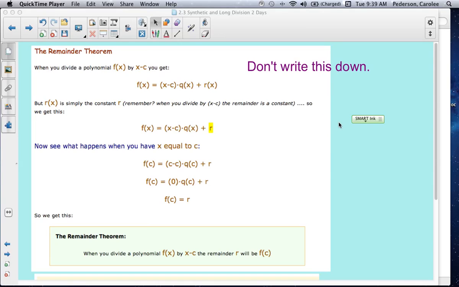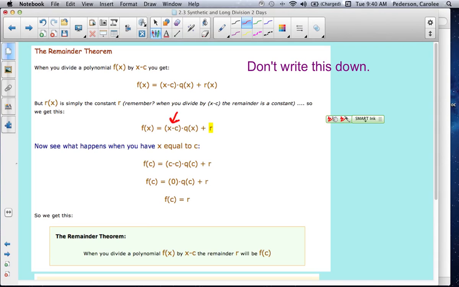This is 2.3, day 2, part 1. This first slide, don't write down. It's just talking about the remainder theorem. If you use synthetic division or long division and your remainder is 0, then it is a factor of the function. And you can write it in this form, where this is your factor. That's what you're left with, and then that is your R.